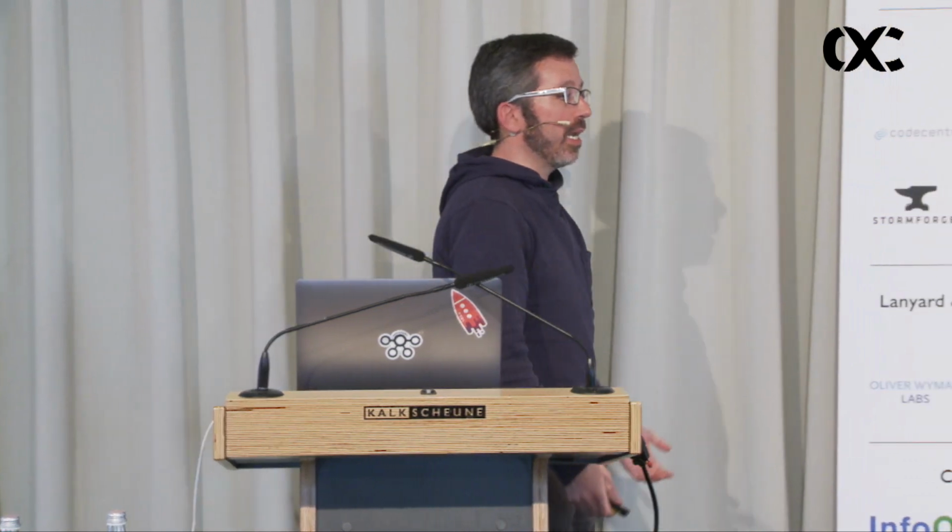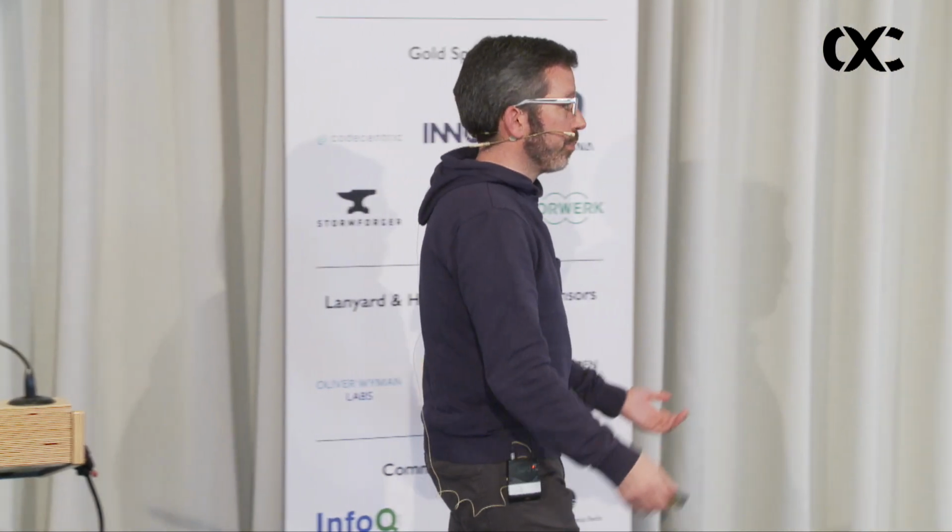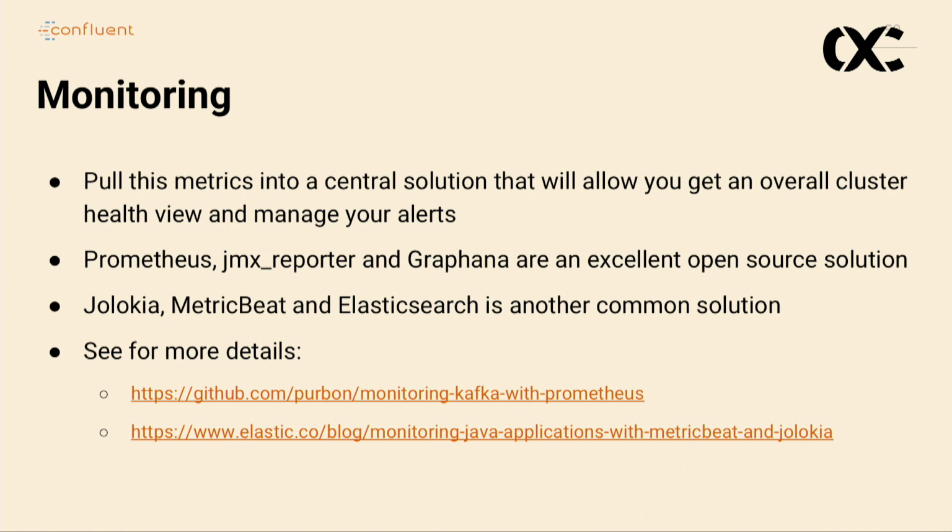Pull these metrics into a central solution like Elasticsearch, Solr, etc., and set alerts. There is nice tooling that does that for you nearly out of the box for everything. Prometheus with JMX Exporter and reporting in Grafana. You get Jolokia, Metricbeat, and Elasticsearch is another extremely common solution. If you want more details, this is a small example of how to monitor Kafka with Prometheus, or a nice article on how to use Metricbeat with Jolokia from the Elastic website.